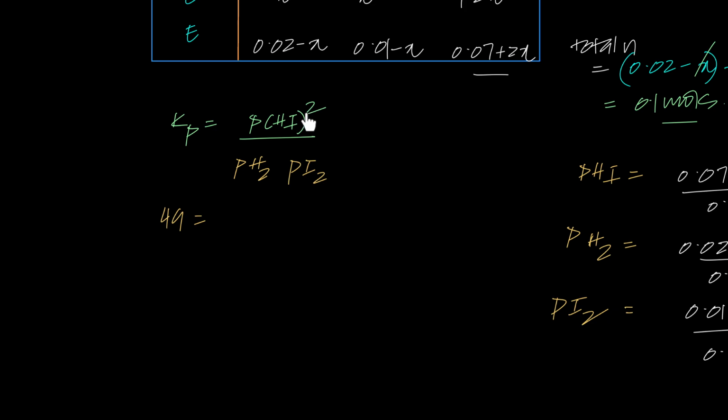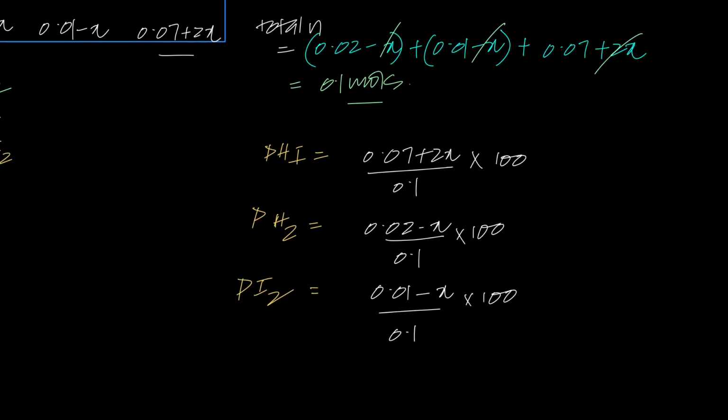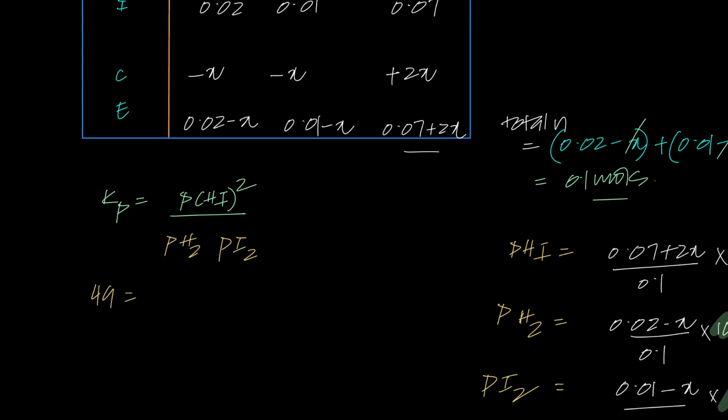Partial pressure of HI squared. What's the partial pressure of HI that you've calculated? I can even ignore these hundreds. I can even ignore this 100. You know why? Because this 100 here would be multiplied here, right? This 100 would be squared here, 100 squared. And I'll tell you why I'm ignoring it. If you don't want to ignore it, don't ignore it.